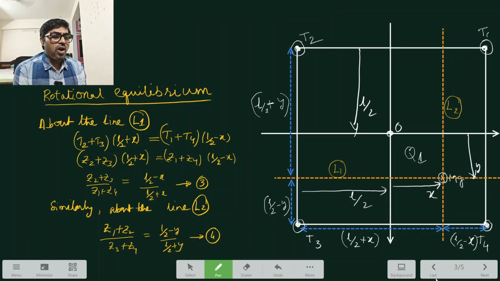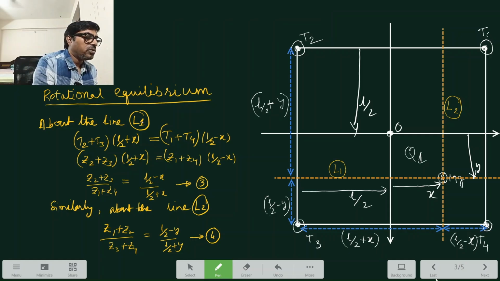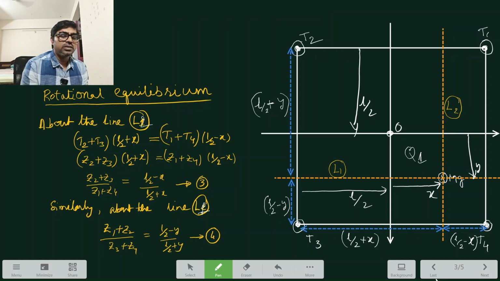Now I'll write the torque equation. I'll calculate torque about the line, let's say torque about L1. When I calculate torque about L1, on one side of L1 I have T2 and T1, which are at the same perpendicular distance, L by 2 plus y. They try to tilt it in this direction. On the other side of L1 you have T3 and T4, which are at equal distance, L by 2 minus y. Anyway, the equations are similar.